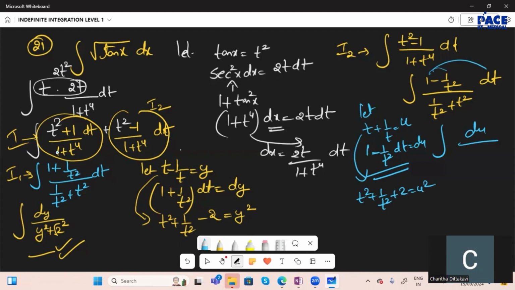All right. It can be written like root 2 whole square. So now it looks like 1 by x square minus a square.